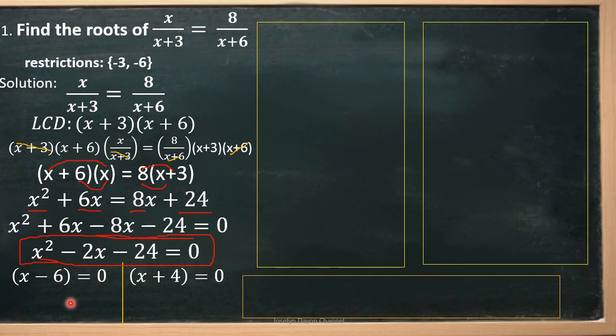So therefore, we have the first value of x. x is equal to 6. And the other one, 4, transposed to the right side, becomes negative 4.